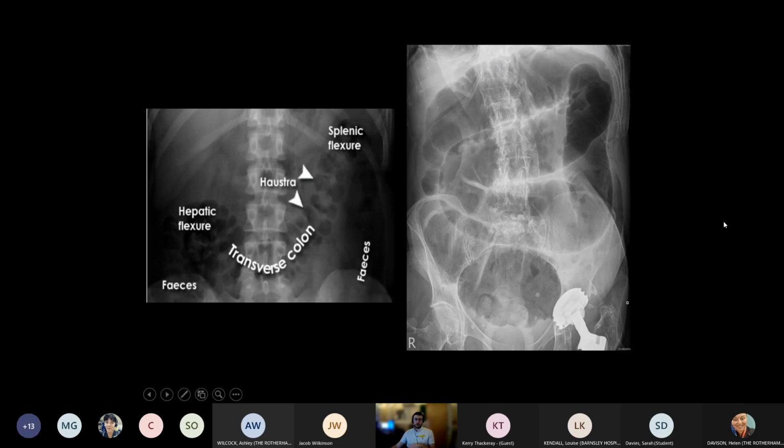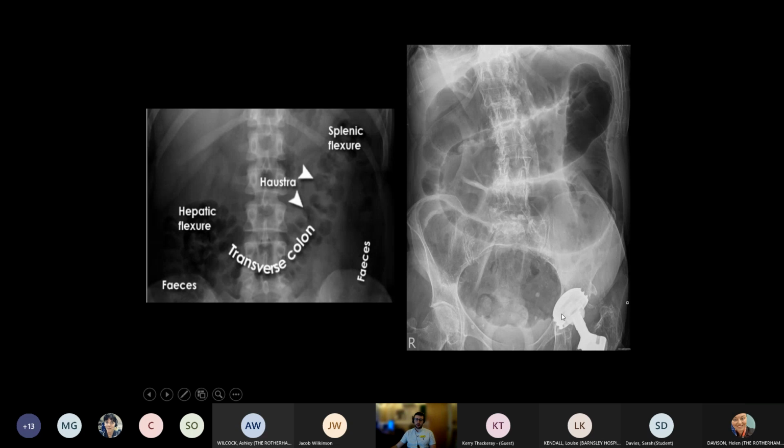Exactly the same with the bowel. And if we look at these examples here, this is a normal colon, this is transverse colon, and you see these thicker folds, these haustra. In this case of large bowel obstruction, you can see it's obviously quite wide, but we're losing those haustral folds as well because it's been blown up so much.